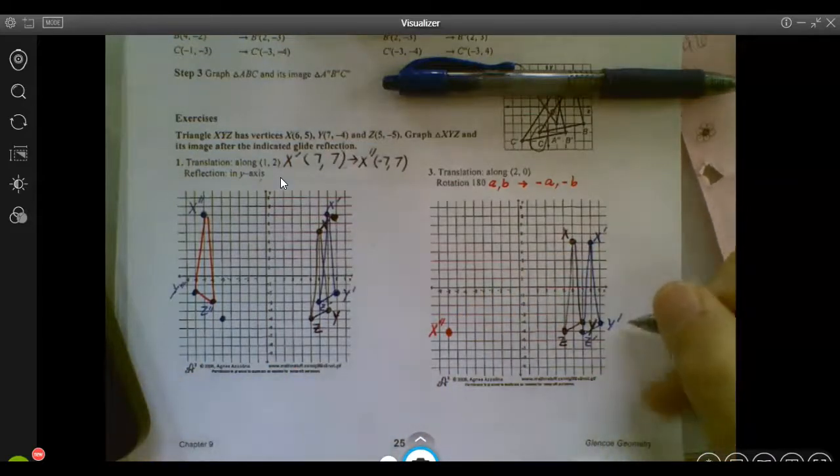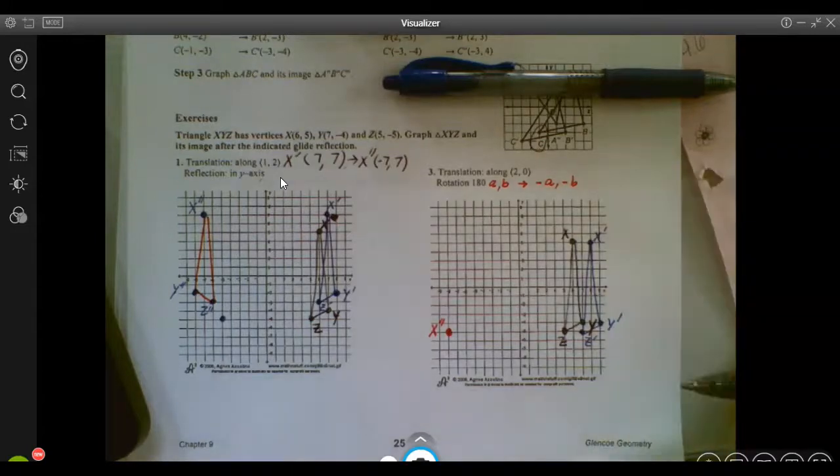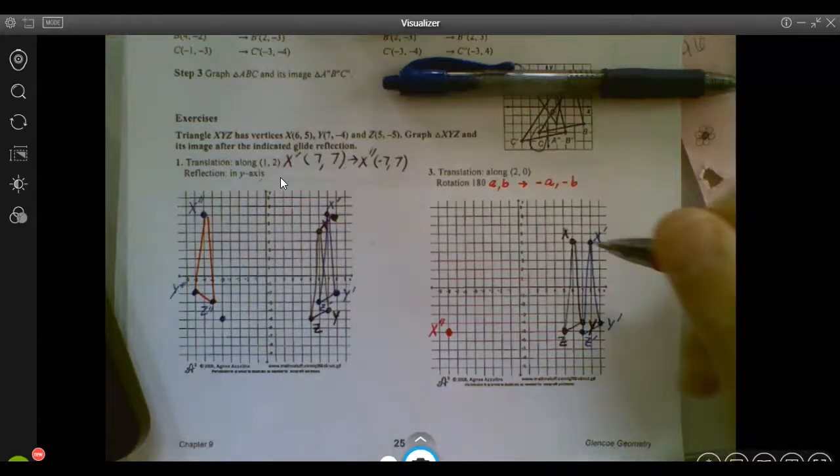And let's do the same thing with y prime. Y prime is currently at 9, negative 4. So again, if I just apply this rule, 9, negative 4 is going to become negative 9, positive 4.